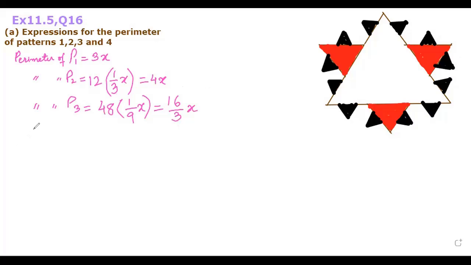Okay, so now as I told you earlier, I cannot draw pattern 4 here. That will be very difficult and time consuming as well. So we will deduce it here.